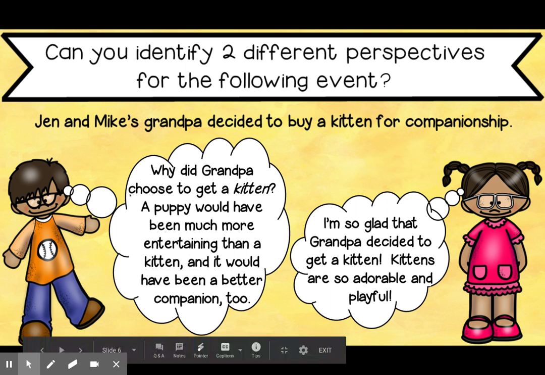And in this one, Mike had a negative perspective. He did not want Grandpa to get a kitten. He thought that a dog would be a much better pet. And Jen was super excited that Grandpa bought a kitten. So her perspective was a very positive perspective.